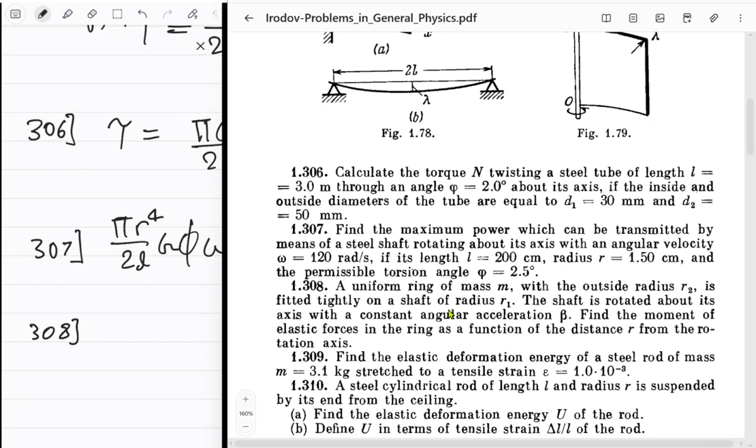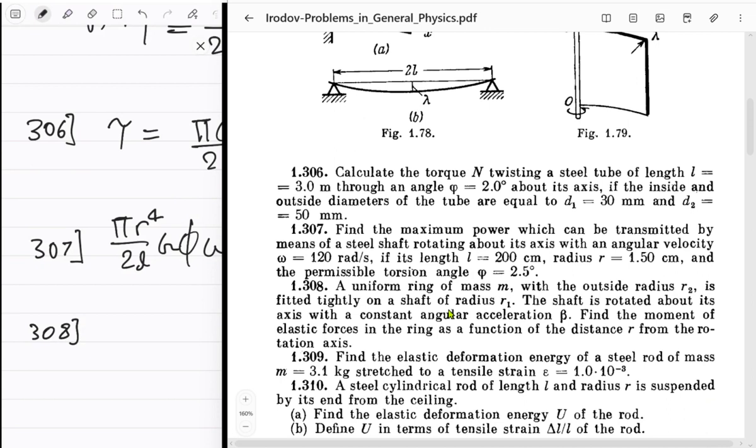A uniform ring of mass M with the outside radius R2 is fitted tightly on the shaft of radius R1. The shaft is rotated about its axis with a constant angular acceleration beta. All right, it's that question. Find the moment of elastic forces in the ring as a function of the distance r from the rotation axis. Wait, what? Isn't r the same?